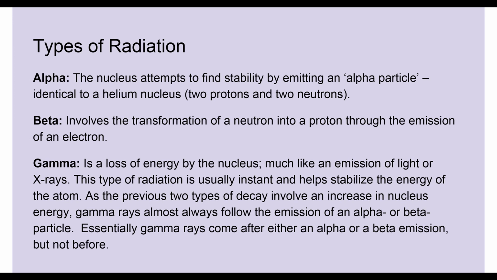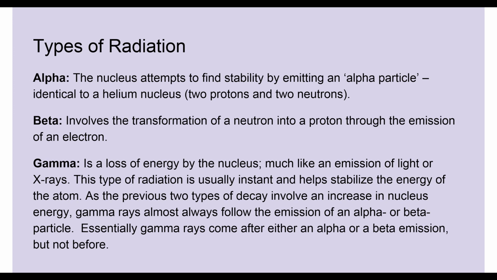Beta radiation, or sometimes referred to as beta decay, involves the transformation of a neutron into a proton. That's super important, this idea of it turning into a proton, through the emission of an electron. So an electron gets kicked out, and this actually causes a neutron to change to a proton in this scenario.